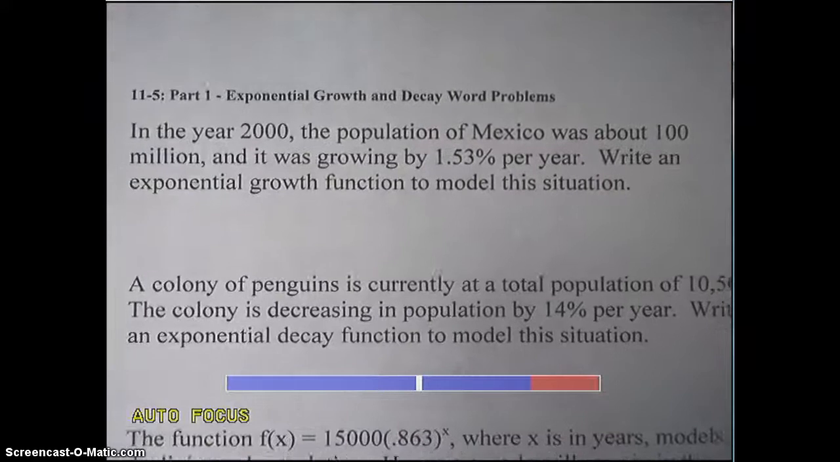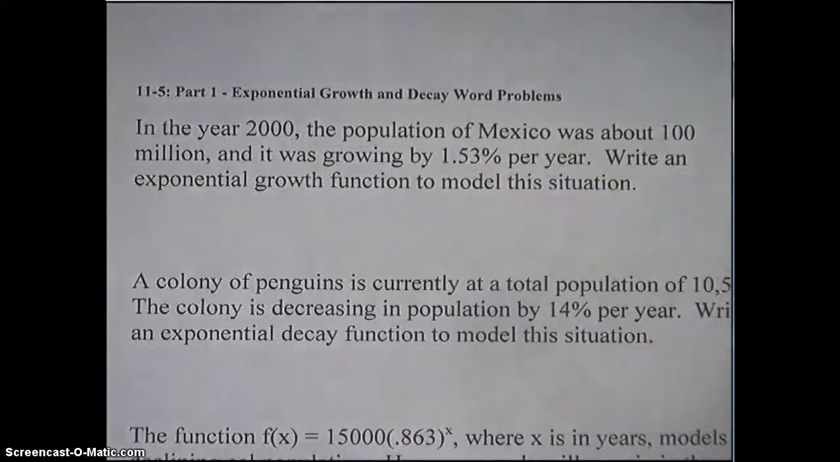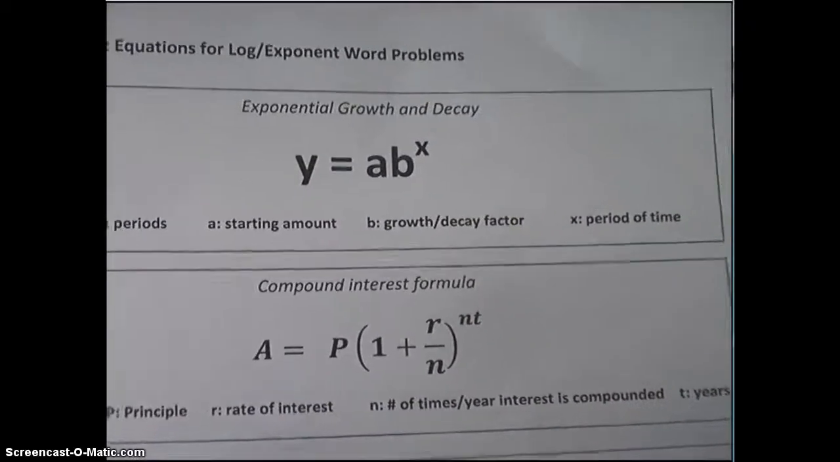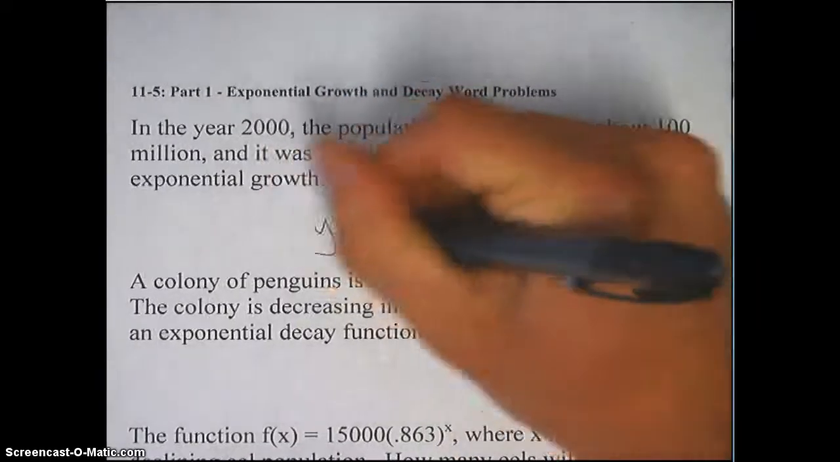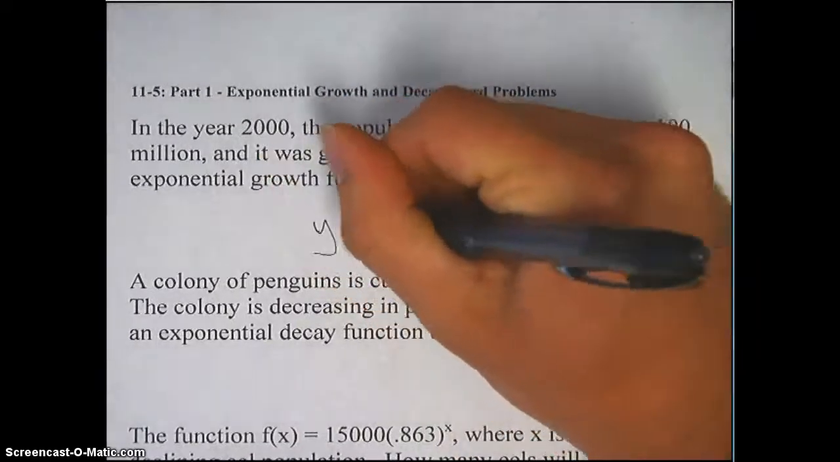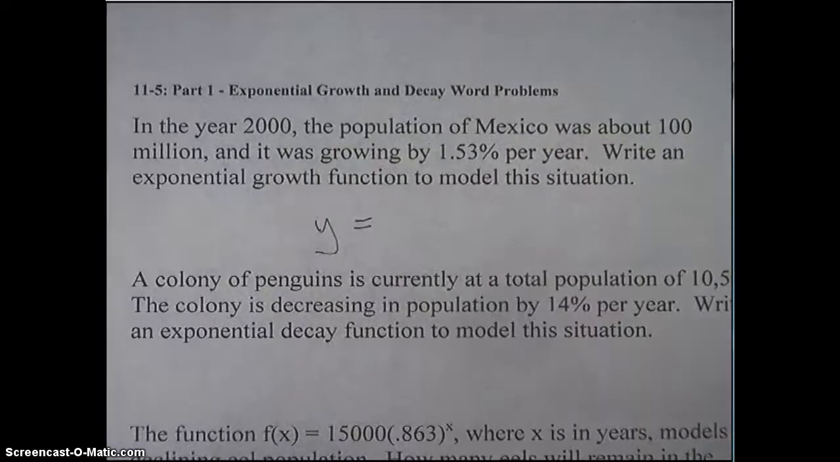The first one I want to show you is right here. In the year 2000, the population of Mexico was about 100 million, and it was growing by 1.53% per year. Write an exponential growth function to model this situation. So if we use our handy dandy cheat sheet here, we know it's going to be in the form of y equals a times b to the x. So that y and that x will always be in the function. The question is, what are a and b?